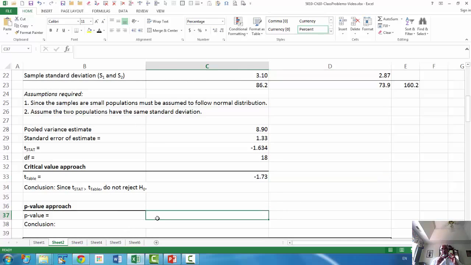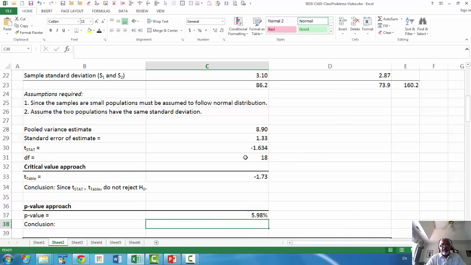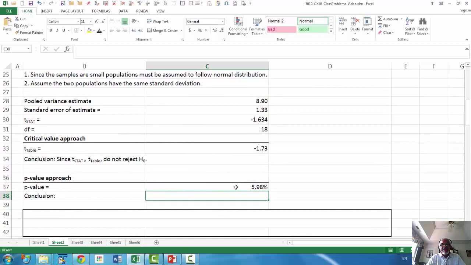So here this is a one-tailed test on the left side. So we need T.DIST on the left side. So we have to use the T.DIST function. Now cumulative probability is what we want, so we can just use the t stat value, comma degrees of freedom, and when we use the DIST function you have to say we want the cumulative probability. So that gives us a p-value that is greater than 5%, so we cannot reject.